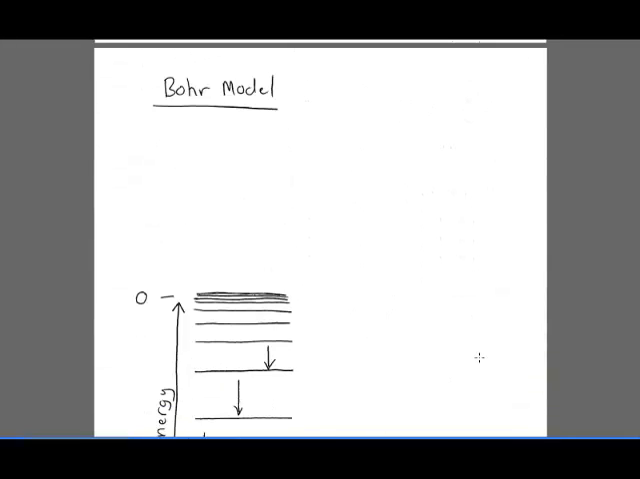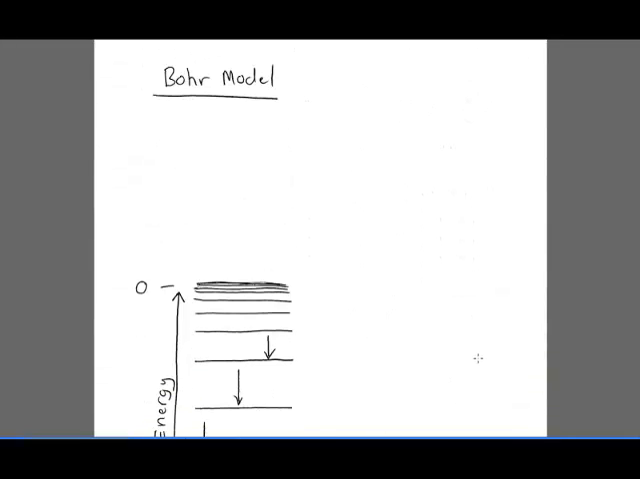Let's look at these in terms of energy, and let's also talk about some of the characteristics that Bohr noticed about the spectrum, or certain characteristics he had for the Bohr model. He said only certain electron energy levels are allowed.